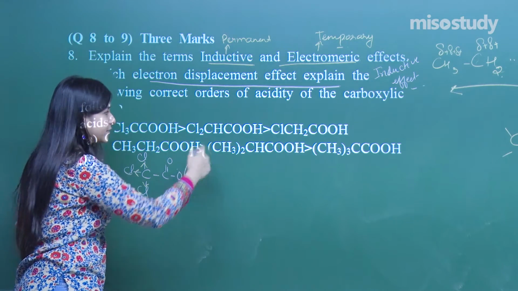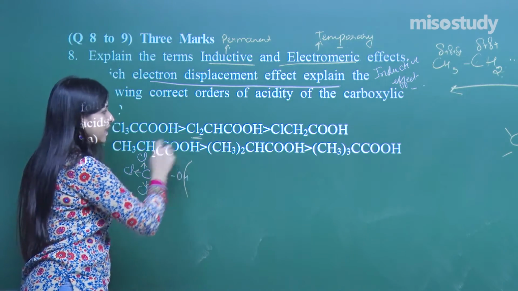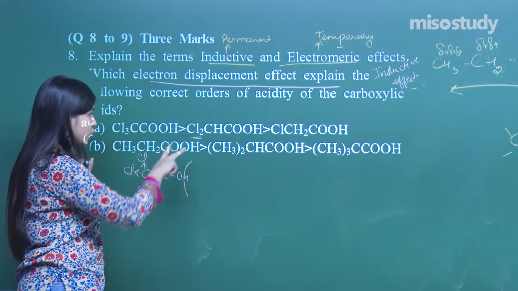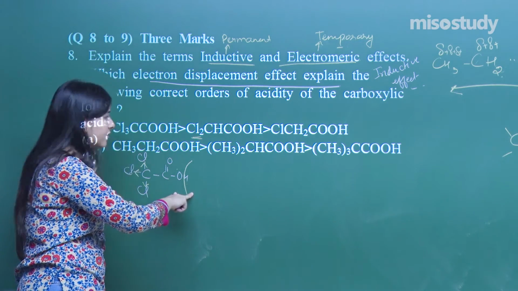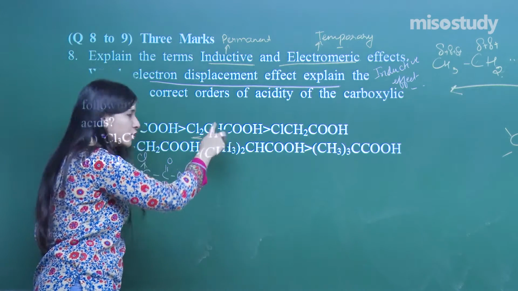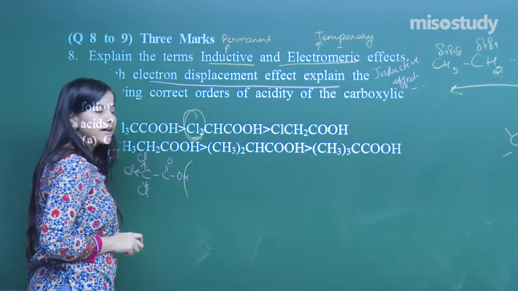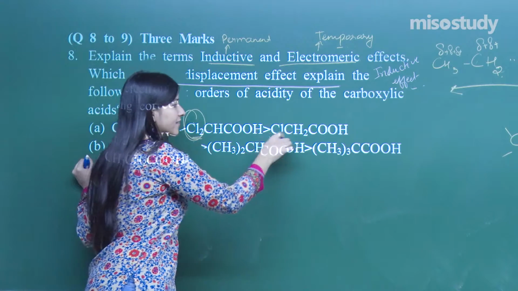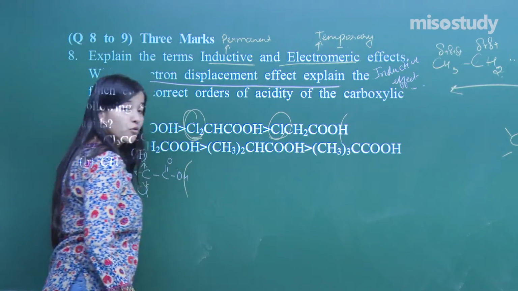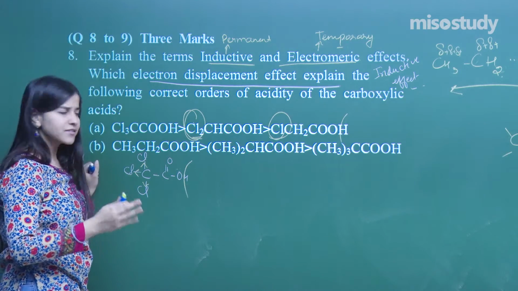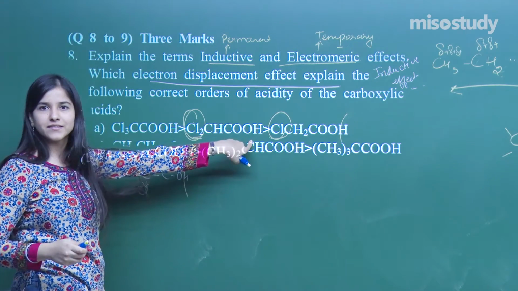Now if I move here, see, how many attracting groups? 2. Earlier there were 3. So there will be more release of H positive here as compared to here, because only 2 minus I groups are present, and here only 1 minus I group. So H positive removal will be a little difficult. That is what the acidity order here says. Clear?